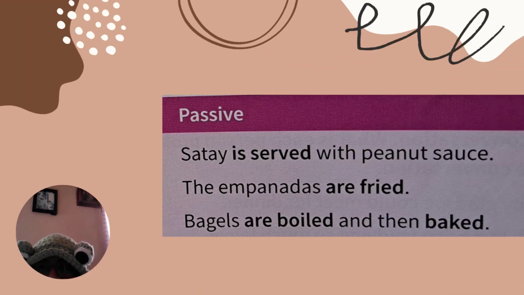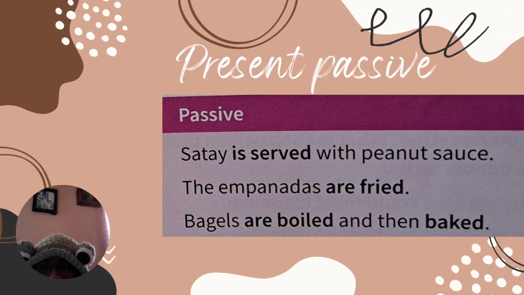The active voice places the focus of a sentence on the doer of an action. The passive voice places the focus on the receiver of the action, and we use the passive voice when the doer is not known or is not important. Like bagels are boiled and then baked. It has a sequence.